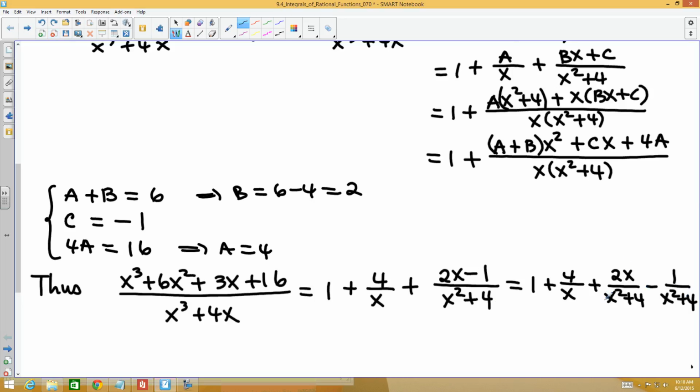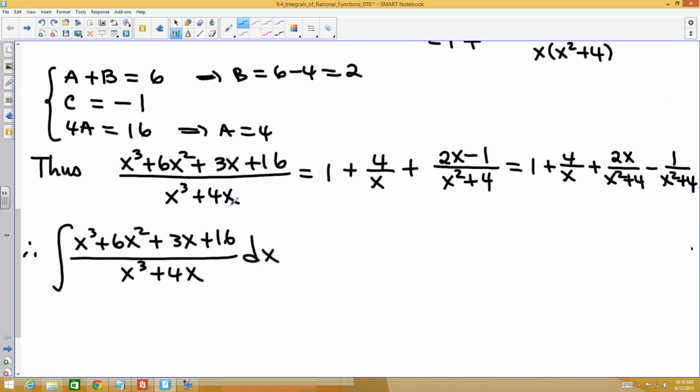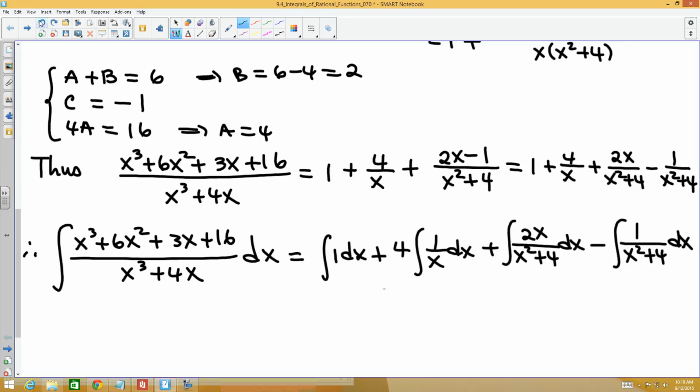Now realize that to integrate this, the derivative of the denominator is the numerator, therefore we change variable: u equals x squared plus 4, and du is equal to 2x dx, and therefore that is ln of the denominator. And the integral of 1 is obvious. So finally, the given integral can be written as the integral of 1 plus 4 times the integral of 1 over x plus the integral of 2x over x squared plus 4 minus the integral of 1 over x squared plus 4.